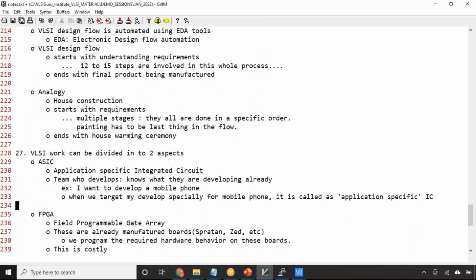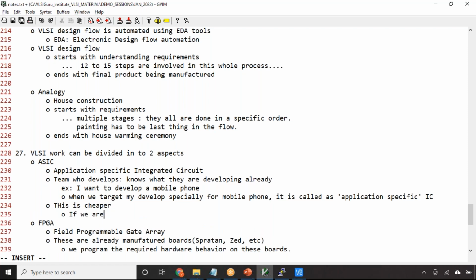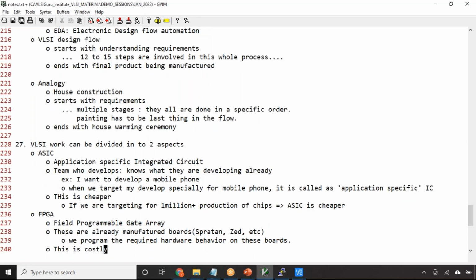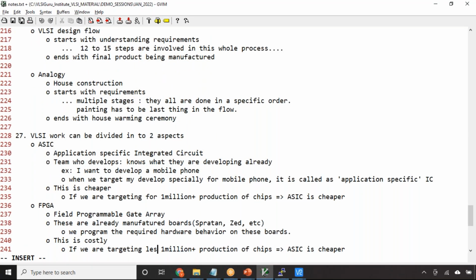This is cheaper. I mean, cheaper means if we are targeting 1 million plus pieces of chip production, then ASIC is cheaper. If you are targeting anything less than 1 million, even less than 1 lakh, definitely 1 lakh, 100% you will go with FPGA, which is cheaper. Now you may say, what about between 1 lakh and 1 million? We need to do the cost calculations. Which one becomes cheaper?